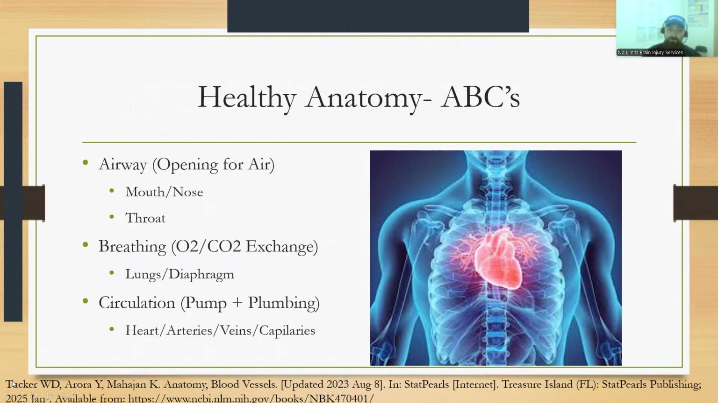We need to talk a little bit about the healthy anatomy. So this ties in with ABCs. If you've ever done a CPR class, you'll hear airway, breathing, and circulation. So you need an opening for the air, which includes the mouth, nose, and throat. You'll need the breathing, which is the lungs and diaphragm, where the carbon dioxide and the oxygen get exchanged. And then you'll also need the pump to carry the blood. And that involves some plumbing.